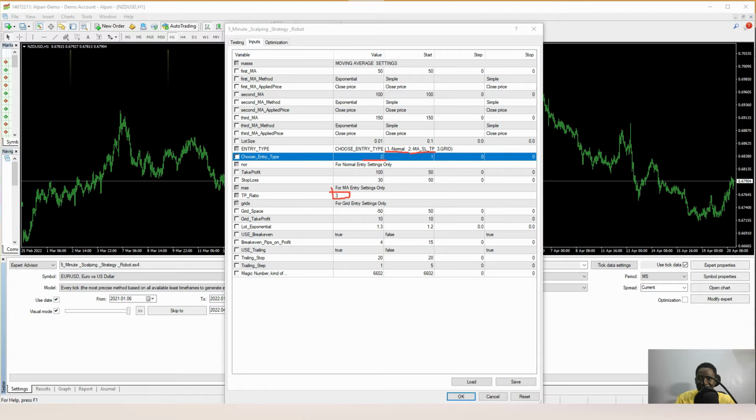And if you are changing your choose entry type to 3, it means it's going to use grid. You want to use grid. You're not using this, and you're not using this. You are only using these settings here, once you choose trade to grid.